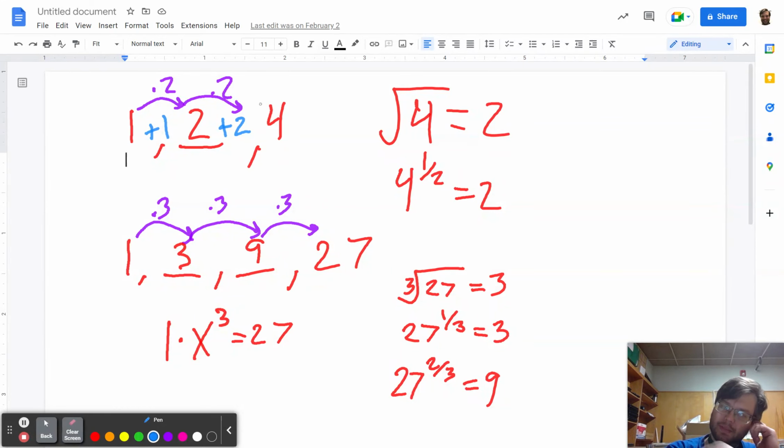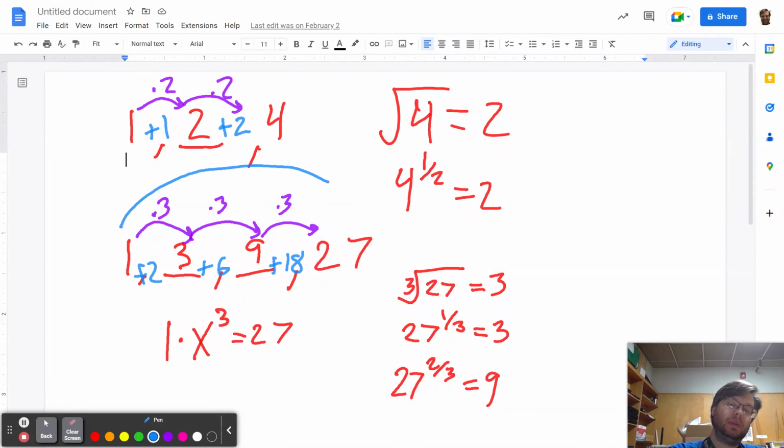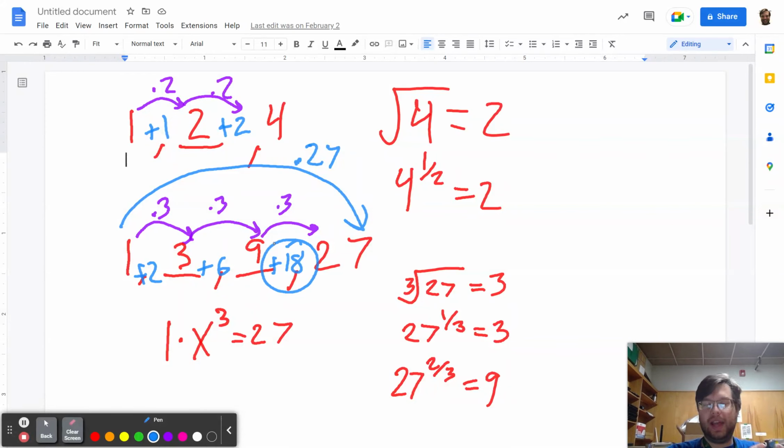It's the same thing with our times 3 pattern. It went up by plus 2, it went up by plus 6, it went up by plus 18. It grows by more for the later triples than it does for the earlier triples. And what that means is if you think about one big jump from 1 up to 27, most of that happens in the last little jump from 9 to 27.